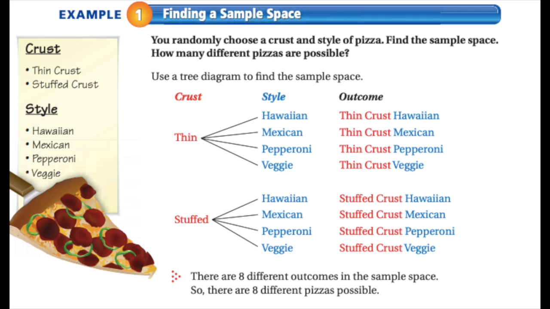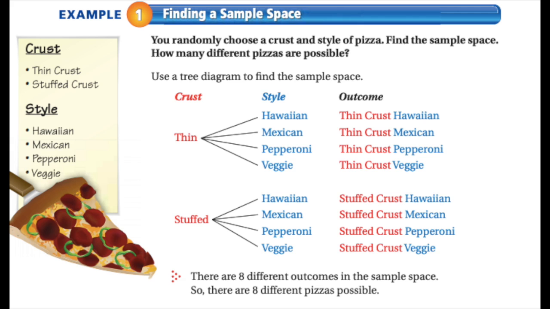By looking at this example, the end result is the outcome, which is that sample space. So it's all the different kinds of pizzas that you could get. One way to find the sample space is to do a tree diagram. Notice off to the left, we're given 2 different kinds of crusts and then 4 different styles of pizza. And so they've used this tree diagram to come up with all the different types of pizza.